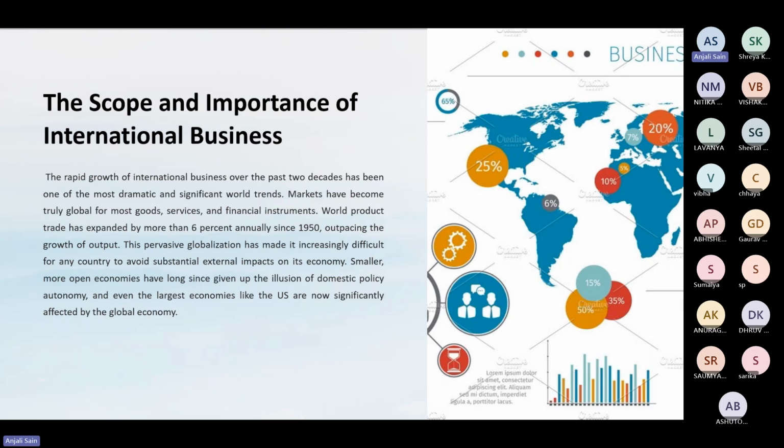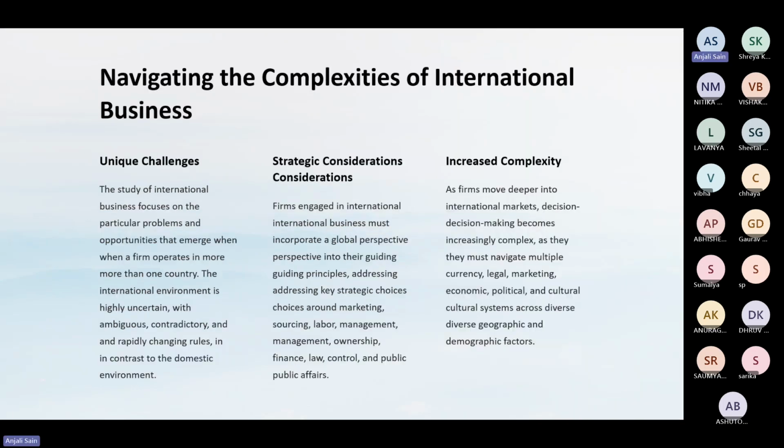ठीक है, मूविंग ऑन. नेविगेटिंग द कॉम्प्लेक्सिटी ऑफ द इंटरनेशनल बिजनेस. अब इंटरनेशनल बिजनेस अगर हम इंटरनेशनल लेवल पे ट्रेड कर रहे हैं देन देयर आर मोर कॉम्प्लेक्सिटीज. ठीक है, बहुत सारे बेनिफिट्स हैं बट दे ऑन द अदर हैंड दे आर आल्सो मोर कॉम्प्लेक्स. देयर आर मोर बैरियर्स टू इट.